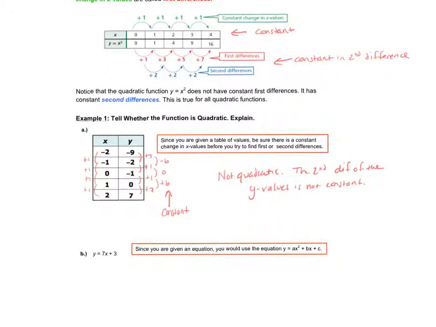If you're given an equation, you're simply looking to see if we have an equation that can be written in the form of y equals ax squared plus bx plus c. This is a linear equation. It's y equals mx plus b. There's no x squared here. So for that reason, this is not quadratic. It's not a degree of 2, and can't be written in y equals ax squared plus bx plus c.